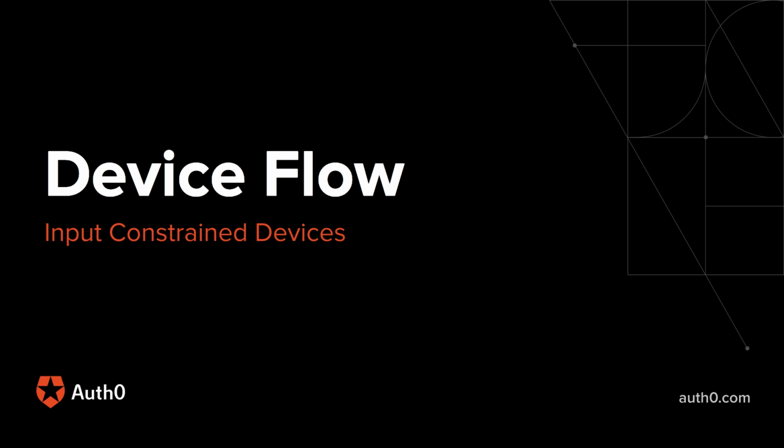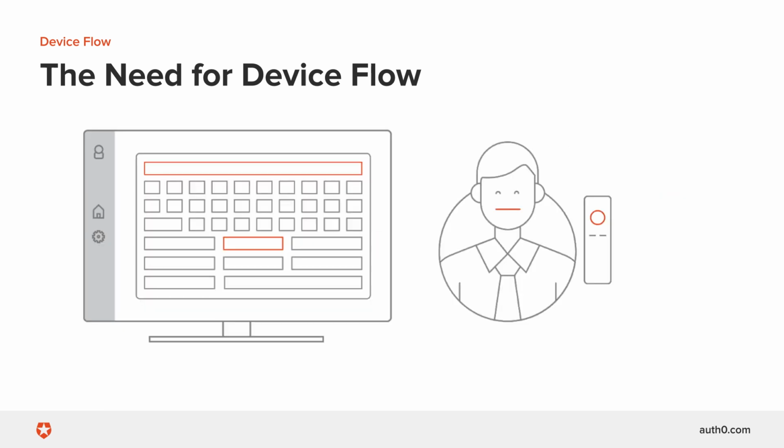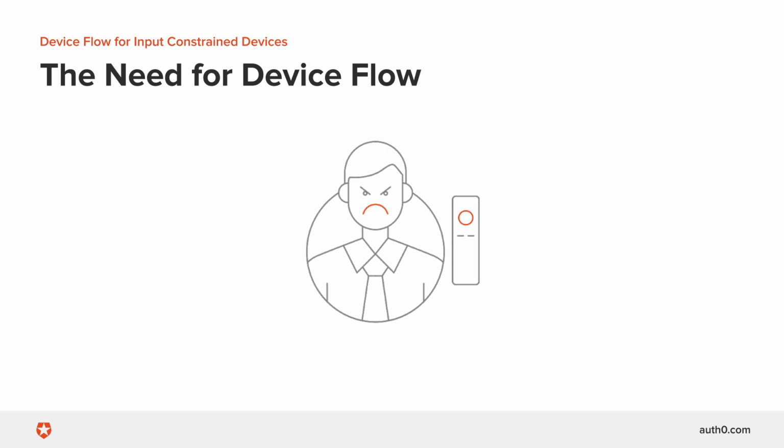Device flow for input constrained devices. Picture yourself sitting in front of your smart TV. You've just installed your favorite streaming service app and you're trying to log into the service using your username and password. You're holding a remote control with only some arrow keys and an enter button, and you're already dreading having to enter all that information by finding letters, numbers, and special characters on the display. One mistake and you have to do it all over again. This cannot be a pleasant experience.